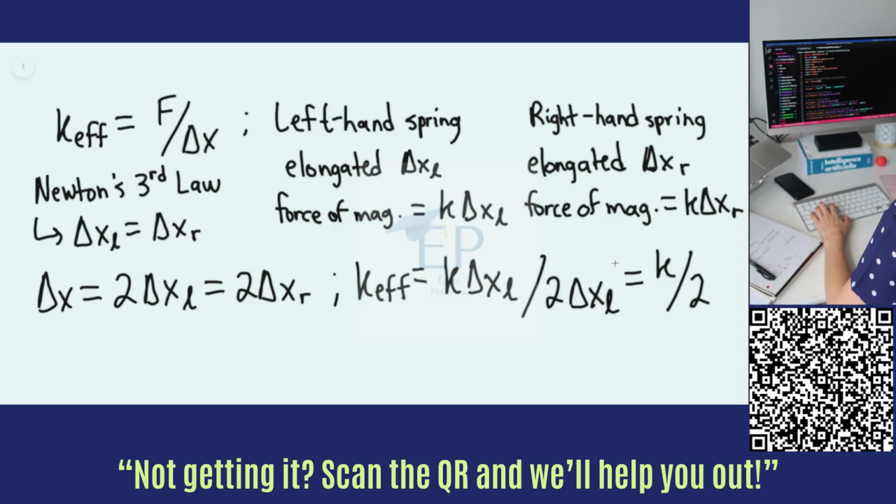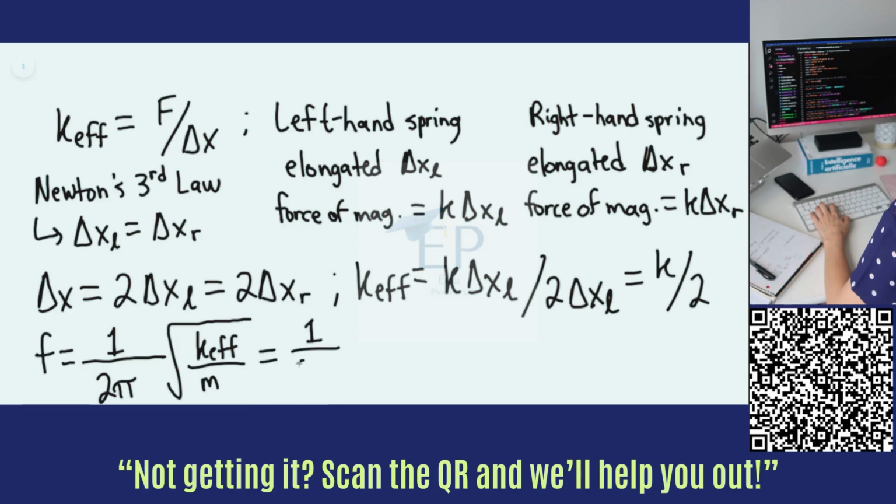When we want to find the frequency of motion, we have to plug in the effective spring constant. So the frequency of the oscillations would be 1 over 2 pi multiplied by the square root of the effective spring constant divided by the mass m. This would be equal to 1 over 2 pi multiplied by the square root of the spring constant of either spring divided by 2m, and we can then solve.